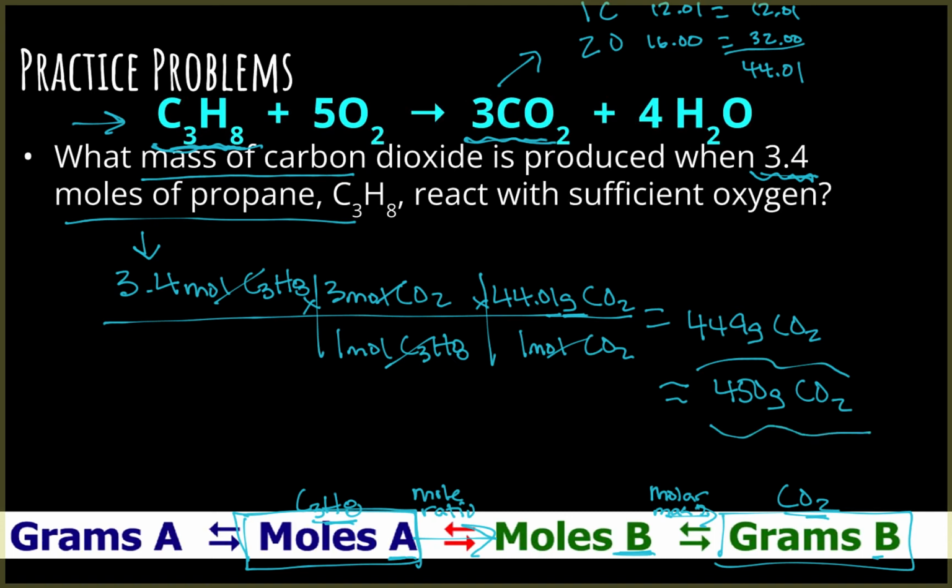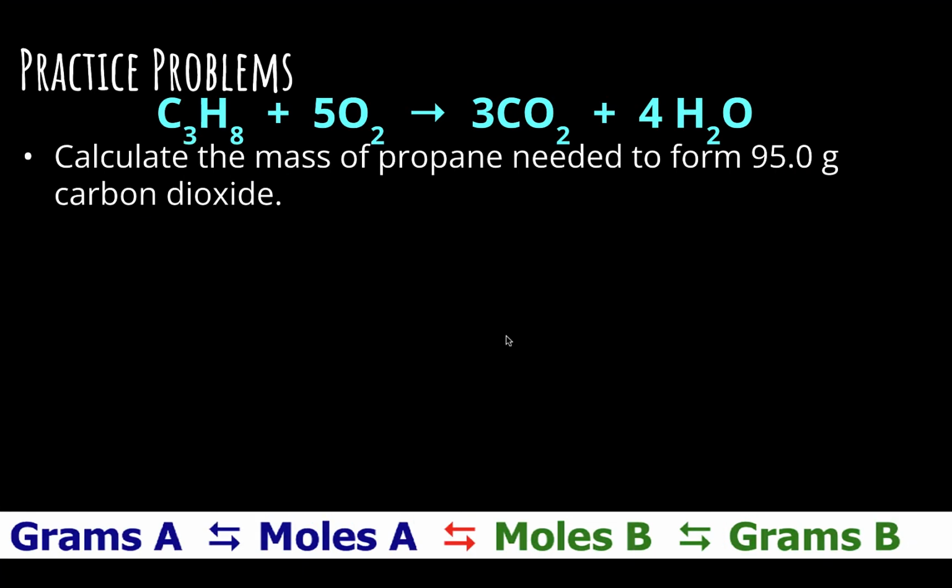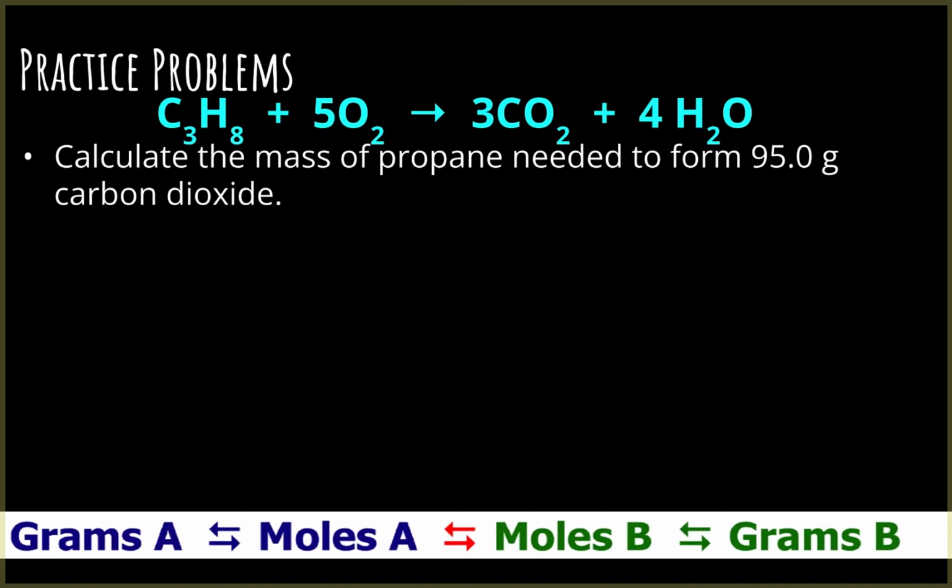So that's our first example here. Okay, our next example says calculate the mass of propane needed to form 95 grams of CO2. So again, I'm still dealing with propane and CO2, but this time I'm given grams and I'm asked to find grams. So I'm starting with grams and I'm going all the way to grams on the other side.